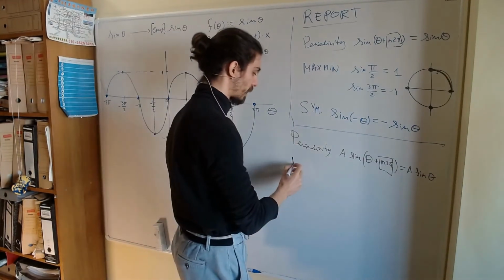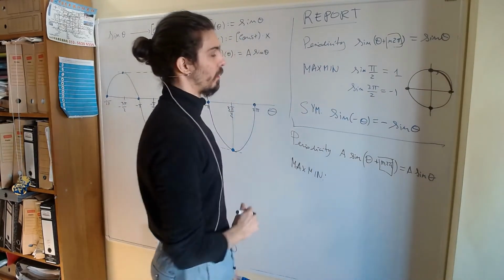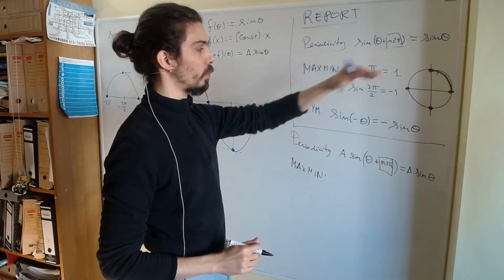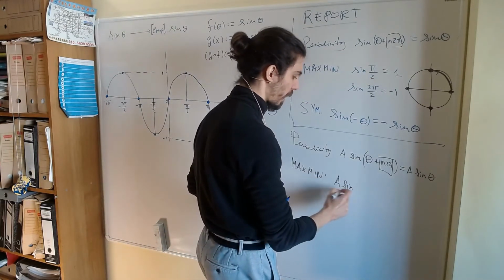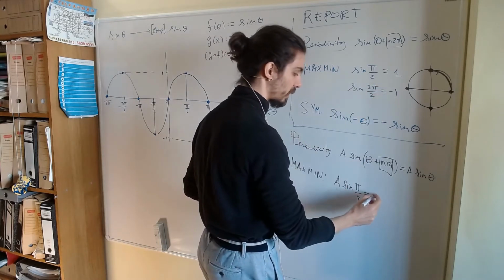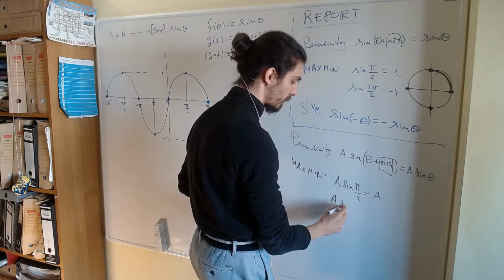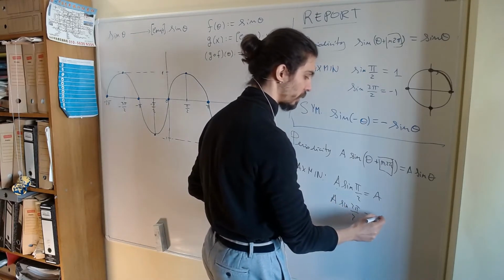What about the max and minimum? Again, sine of pi over 2 is equal to 1. Well, let's multiply by a: a times sine of pi over 2. Sine of pi over 2 is 1, so this is the same as a. A sine of 3 pi over 2: sine of 3 pi over 2 is minus 1, so this is minus a.